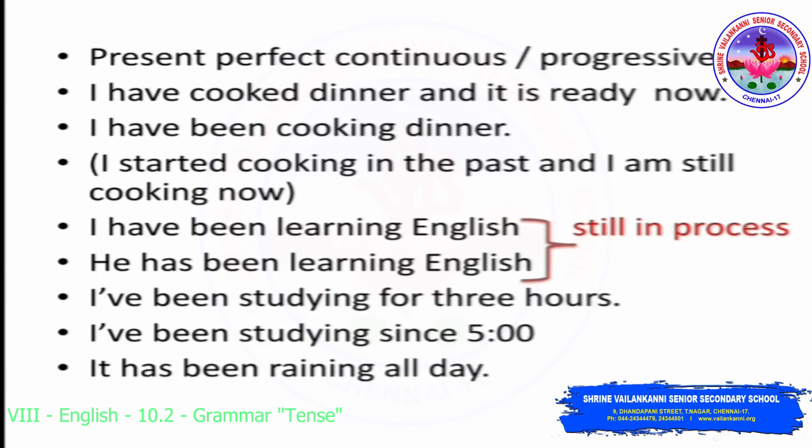Present perfect continuous. Okay. Now, for example, I say I have cooked dinner. I have cooked dinner and it is ready now. It is simply a present perfect. That's it. It is not present perfect continuous. It is present perfect. I have cooked dinner and it is ready now. So you know what is present perfect. You're clear with it. Now, what is present perfect continuous?